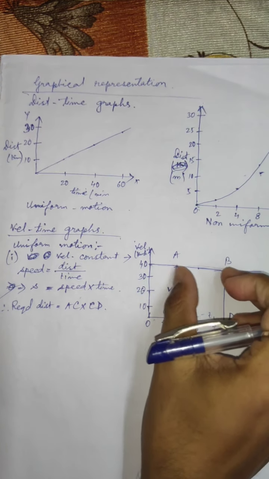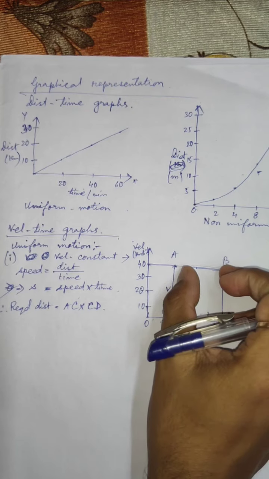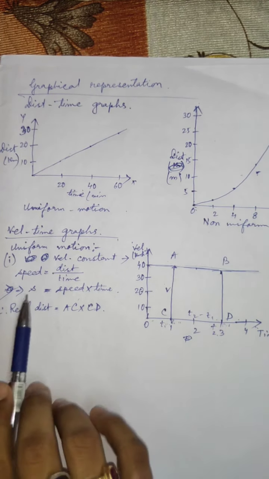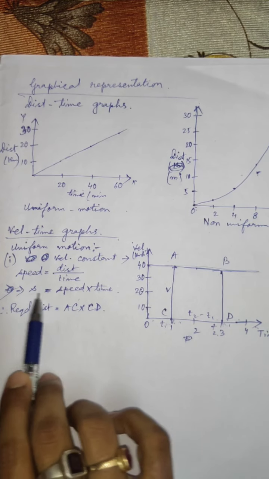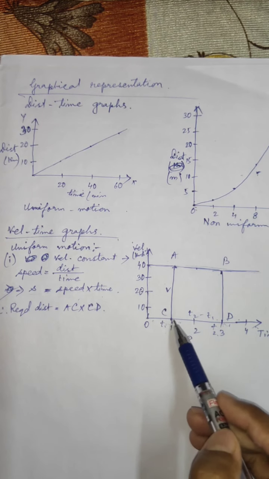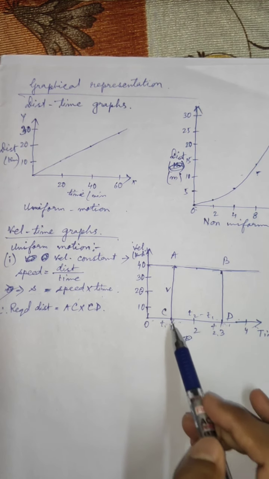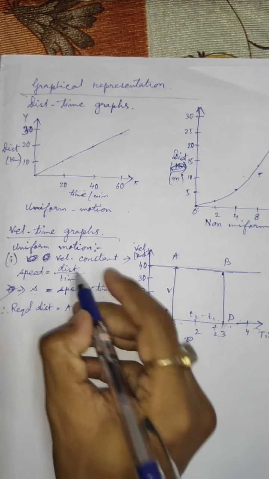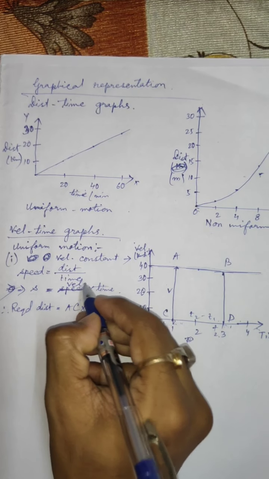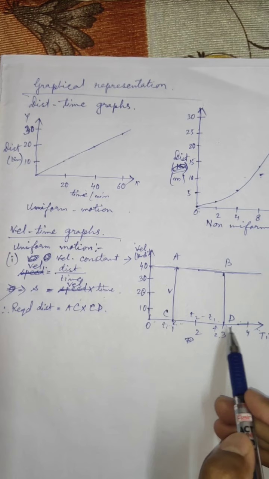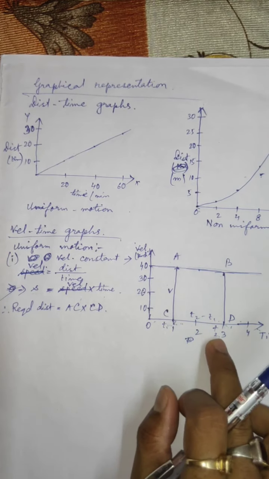In this time interval, the object has traveled this much. So what distance has it covered? Simply by the formula of speed, we can find the distance equal to speed into time. Here velocity is this, and I'm writing velocity here actually. Velocity into time, so AC into CD.